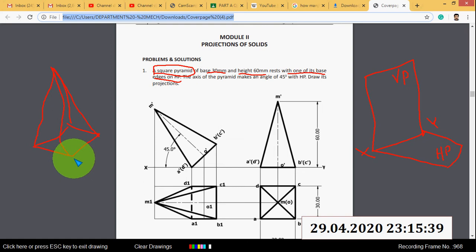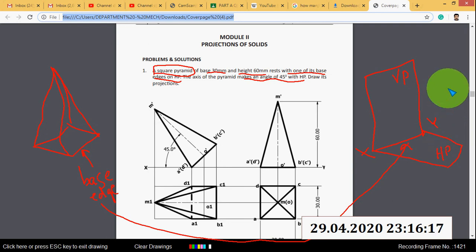So this edge is called the base edge. This base edge is here. This base edge is in HP. One of these base edges is in HP, and the axis of the pyramid, axis meaning the center line of the pyramid, makes an angle of 45 degrees with HP. So the axis is inclined at an angle of 45 degrees to the horizontal plane.